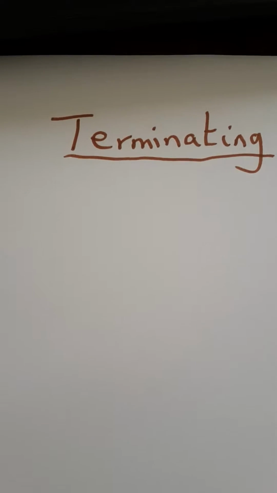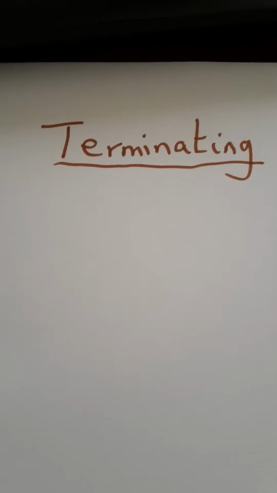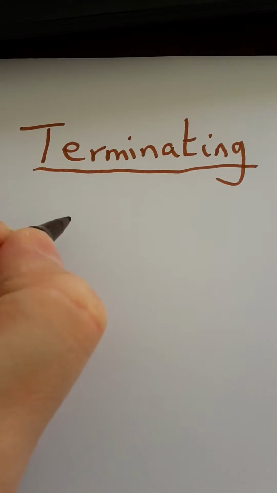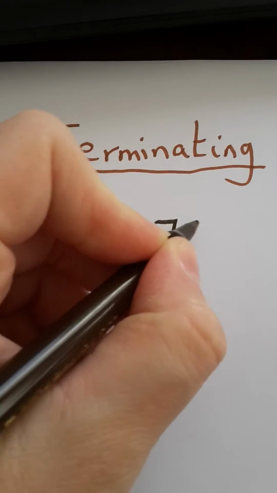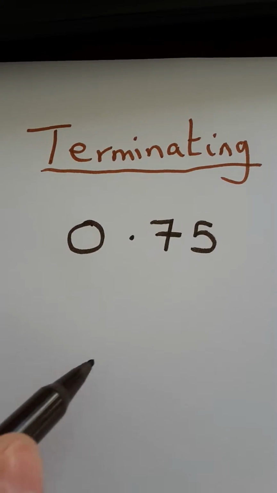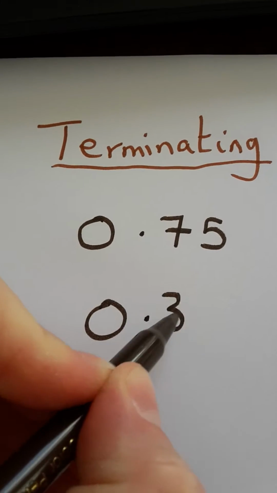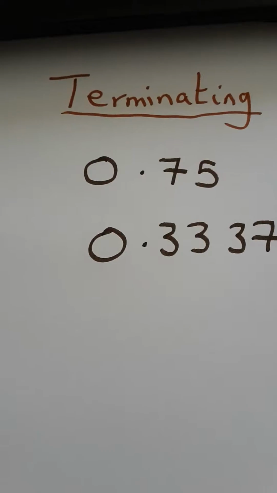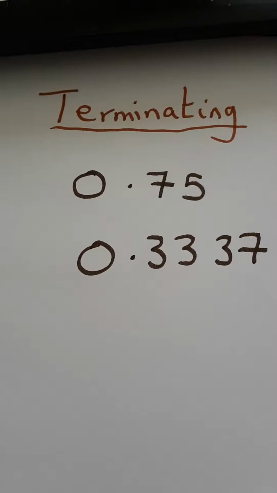Whereas a terminating decimal is one that just stops. Remember, Arnold Schwarzenegger was the Terminator because he killed stuff, he stopped their lives. So terminating means to stop. So a terminating decimal is one like 0.75, it just ends, there's no repeat. This one, 0.3337.